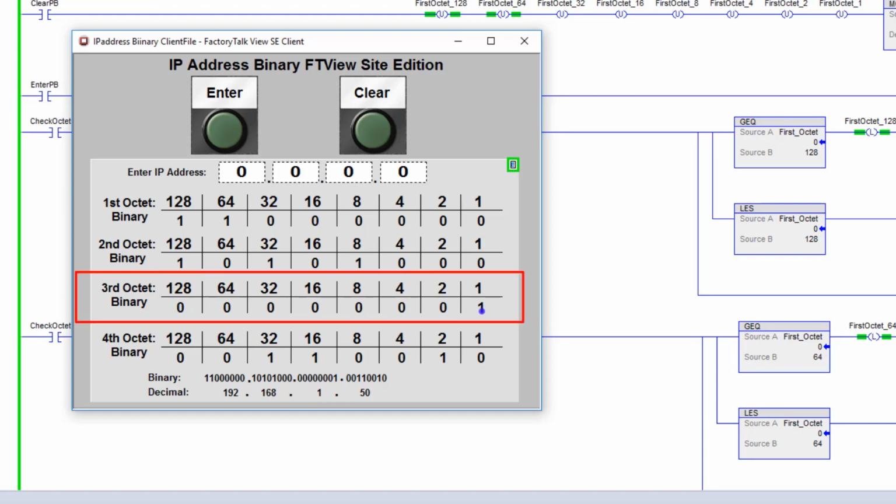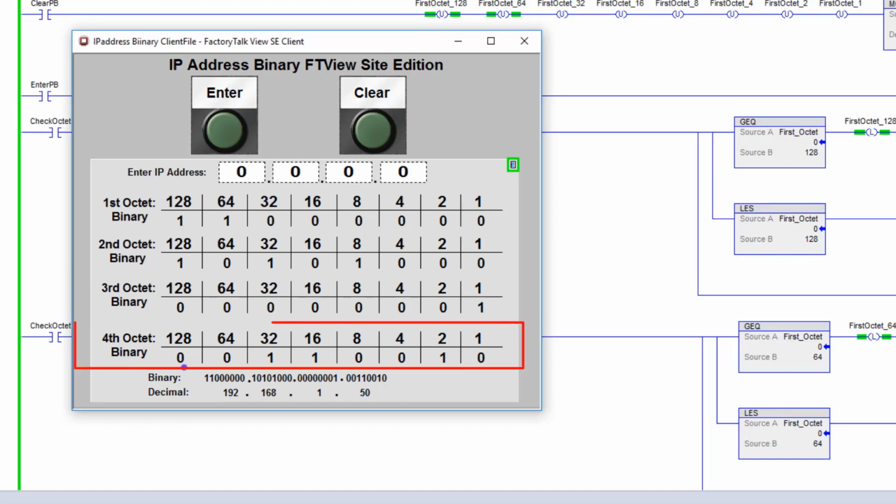So 1 is pretty much, we went over that in the example, going to be 1, right? So the next one we have is 50. Okay, so 50. Can 50 go into 128? No, it cannot. Can 50 go into 64? No, it cannot.